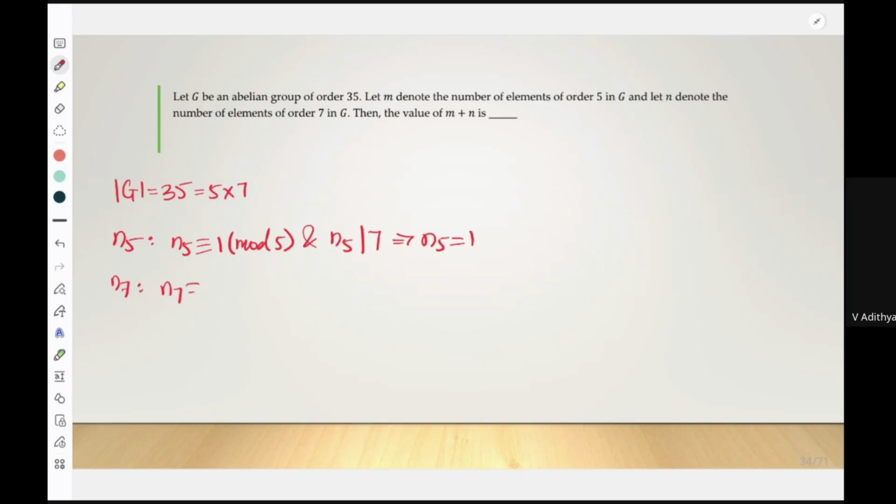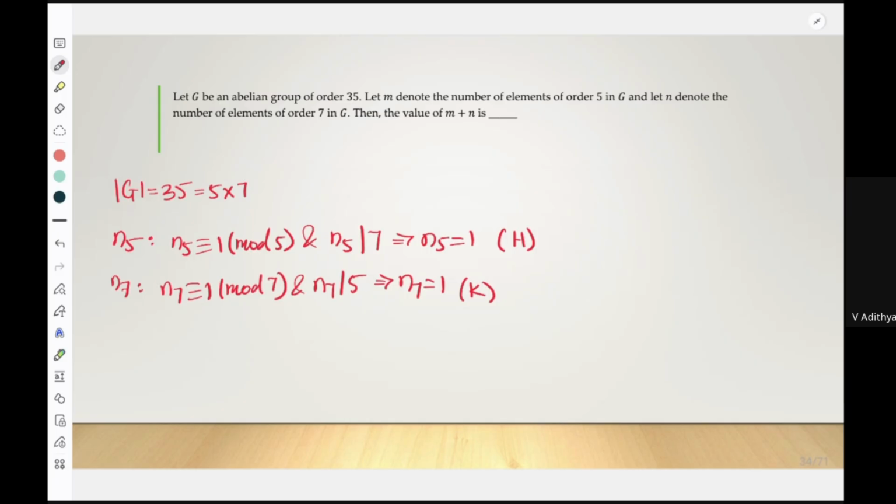Similarly, N7 is congruent to 1 mod 7 and N7 divides 5, which gives N7 is 1. So let this unique subgroup be H. H is the 5 Sylow subgroup, and A is the 7 Sylow subgroup. Yeah. So now next, what can we say?